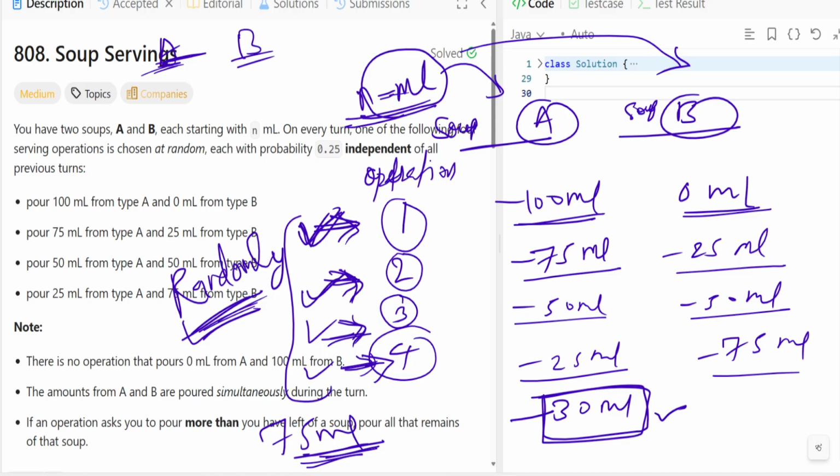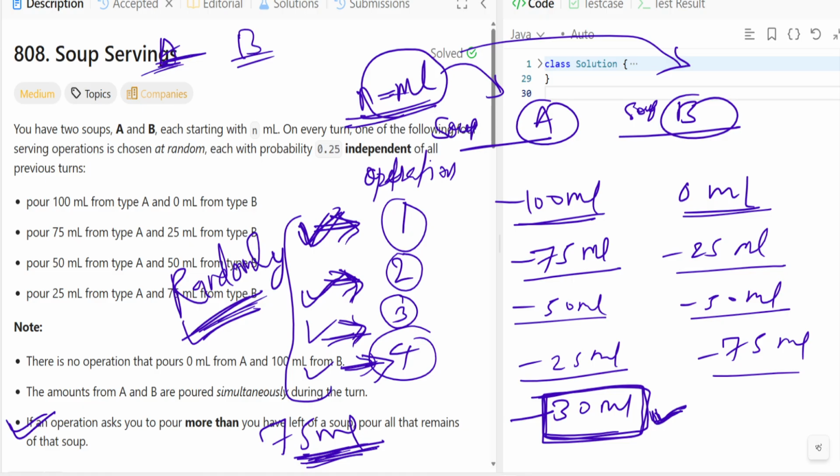This is also in the question. Here, this point: if an operation asks you to pour more than you have left of a soup, pour all the remaining. So A has 30 ml left, and you are asked to pour 75 ml. It means whatever is left over, just give it. You don't have to refuse. You have to pour all the soup from A.